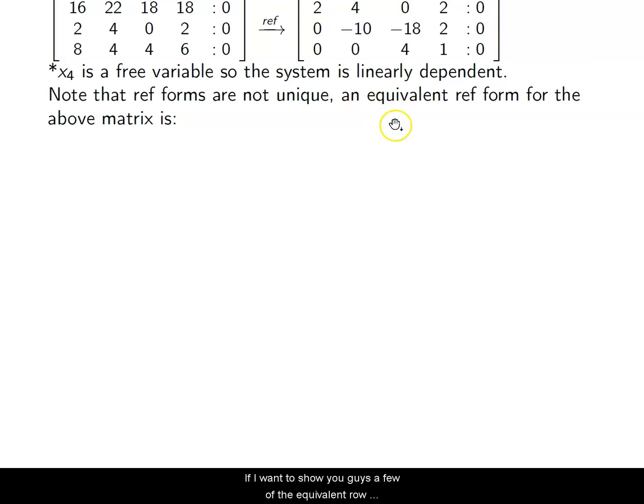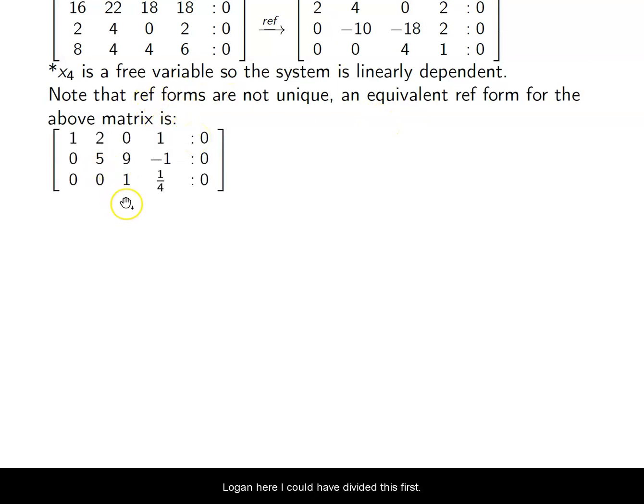If I wanted to show you guys a few of the equivalent row echelon forms for the above matrix, I could do something like divide this entire row by 2. And then I'll have a 1, a 2, and a 1 here, but it's still in echelon form because under the pivot positions are all zeros. That's the definition for echelon form: everywhere you have a pivot or a leading variable, you have zeros under it. That's it for row echelon. Reduced row echelon, you have ones along your pivot positions, zeros below, and zeros above. Right? That is a unique form. REF forms are not unique.